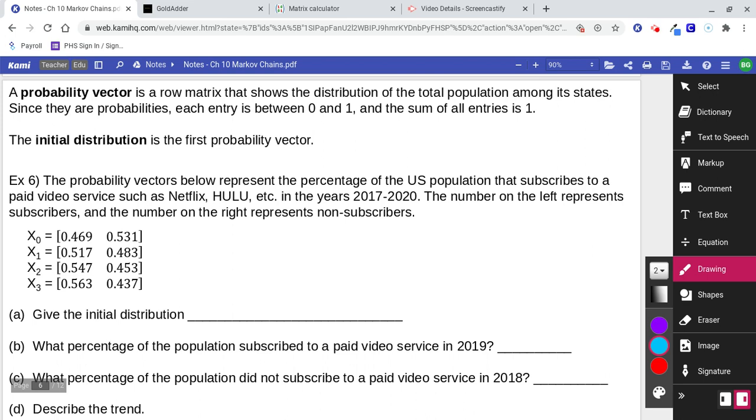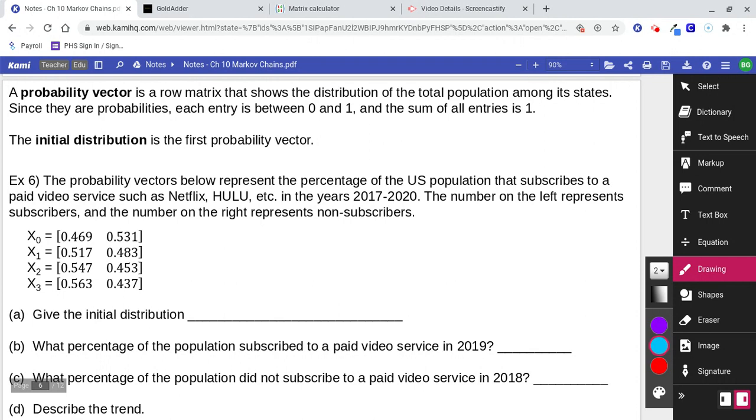A probability vector is a row matrix that shows the distribution of the total population among its states. Since they are probabilities, each entry is between 0 and 1, and the sum of all entries is 1. The initial distribution is the first probability vector.